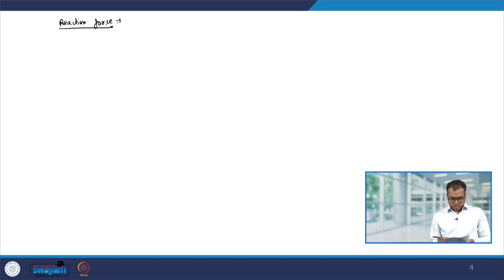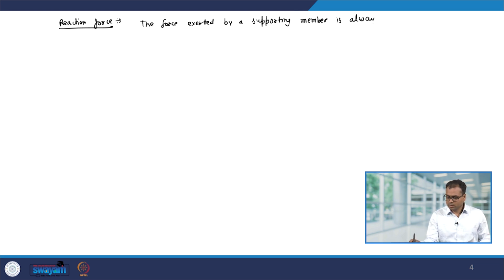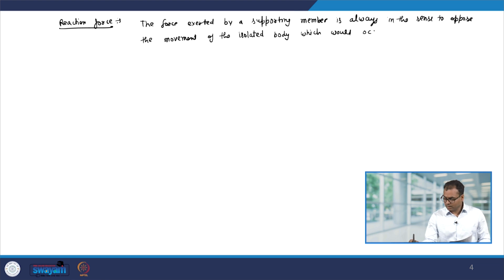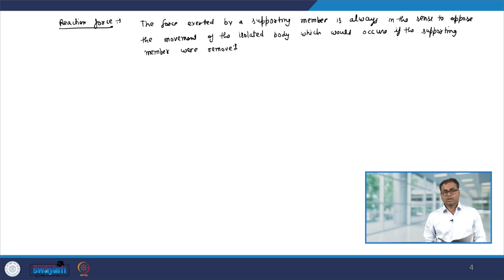Okay. So, with this let me briefly discuss what are the reaction forces and what is the definition of that. So, the force exerted by a supporting member is always in the sense to oppose the movement of the isolated body which would occur if the supporting members were removed. This is nothing but the Newton's third law only.